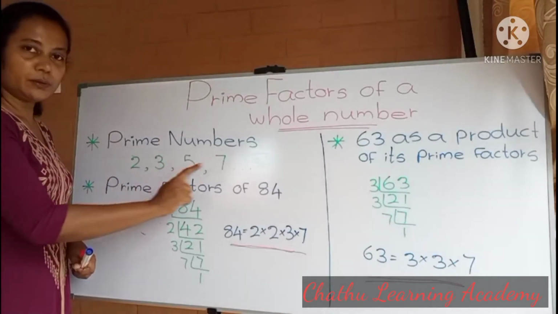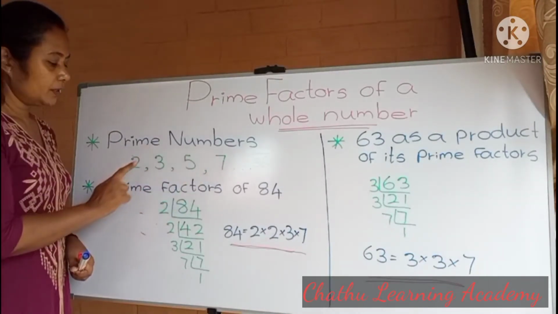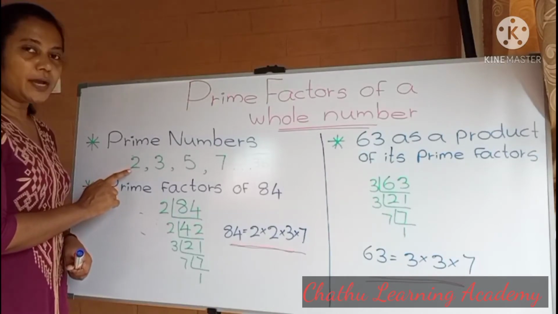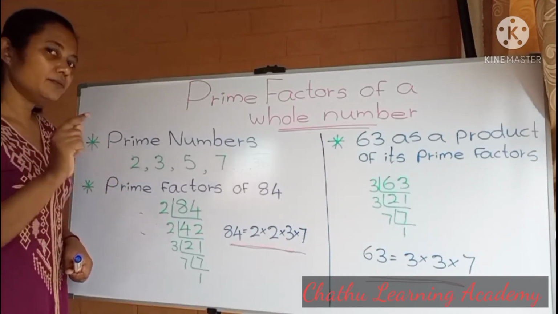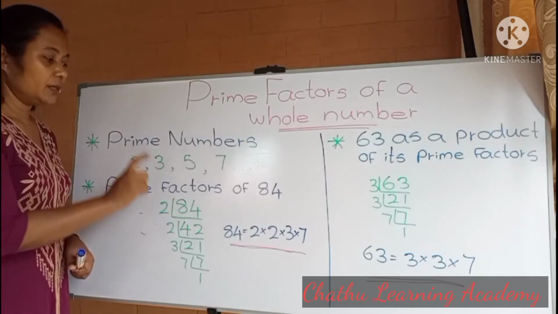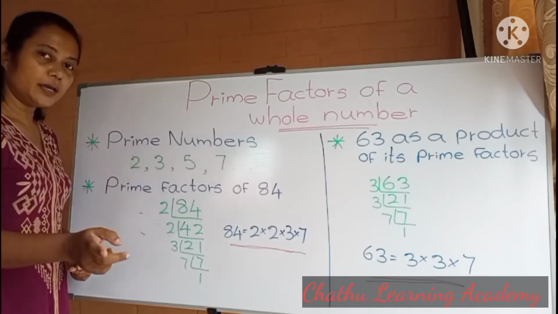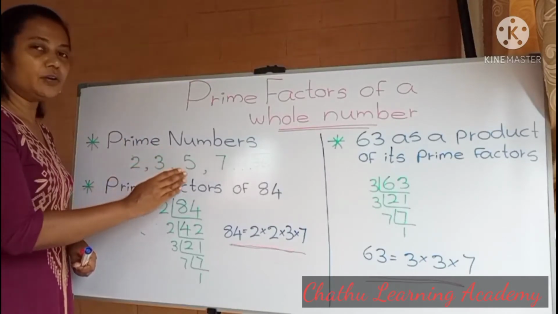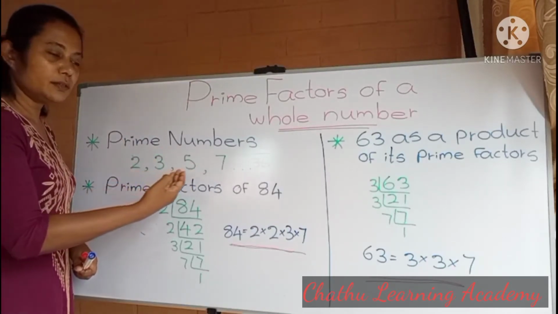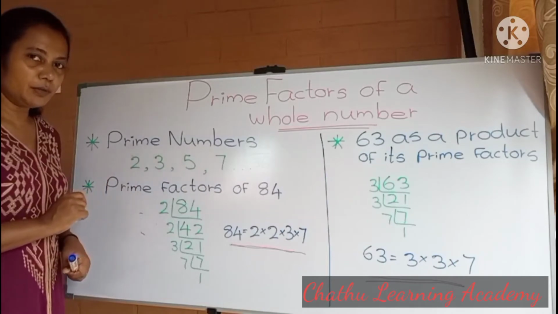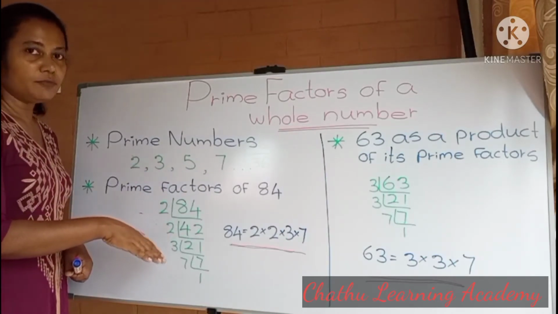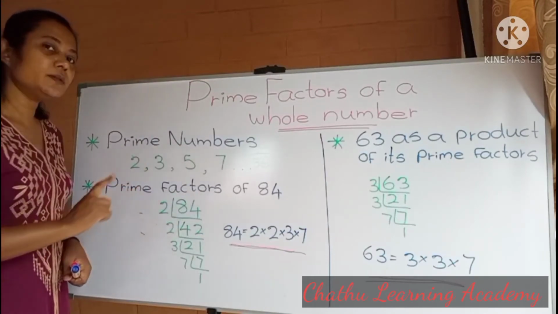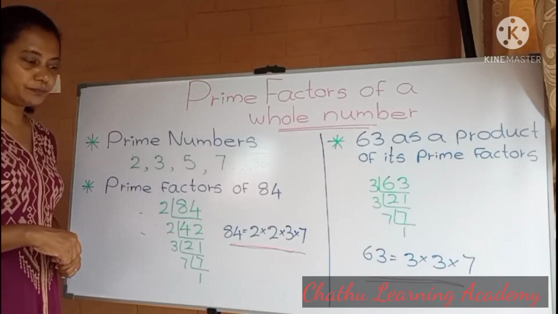Then look at these prime numbers. Here 2. This is the first prime number. 2 has only two factors, 1 and 2. 3 also has two factors, 1 and 3. 5 is also the same. These numbers are considered as prime numbers. In this lesson, we need prime numbers to find the prime factors of a given number.